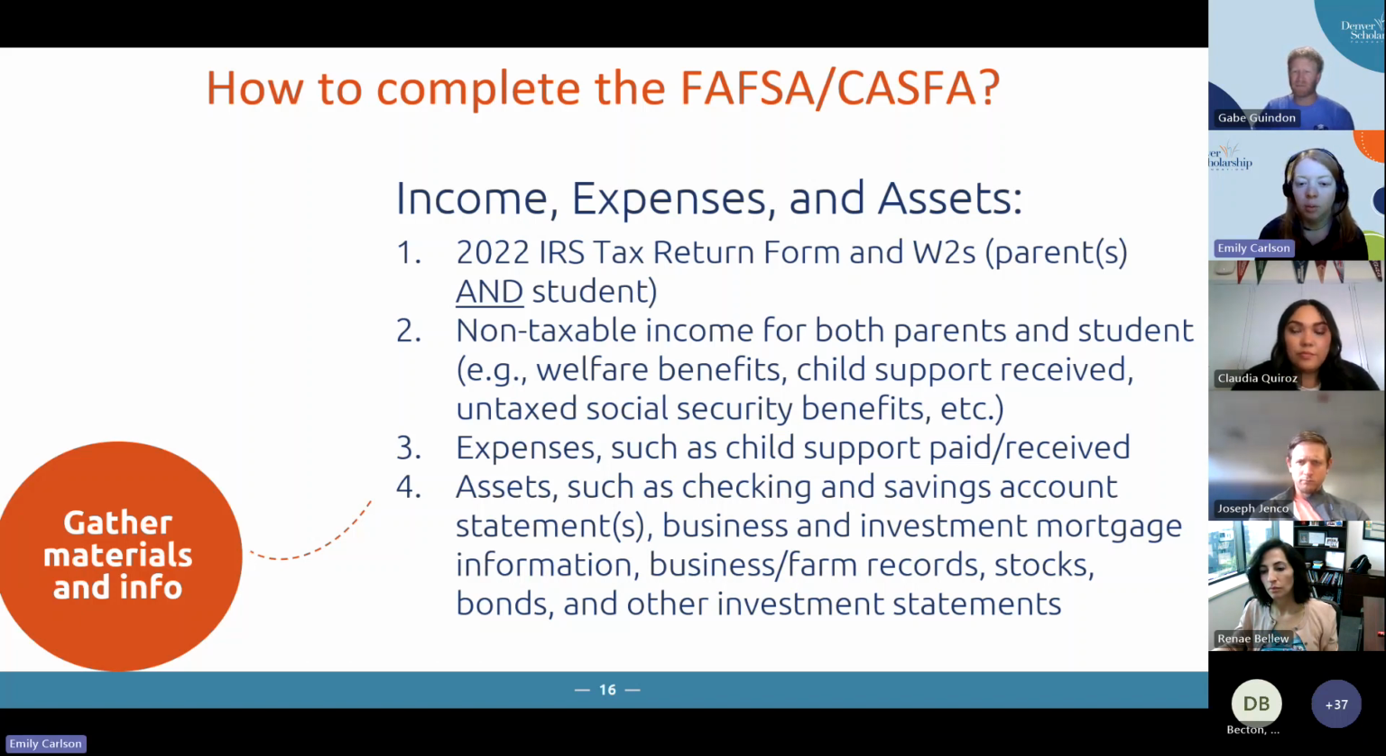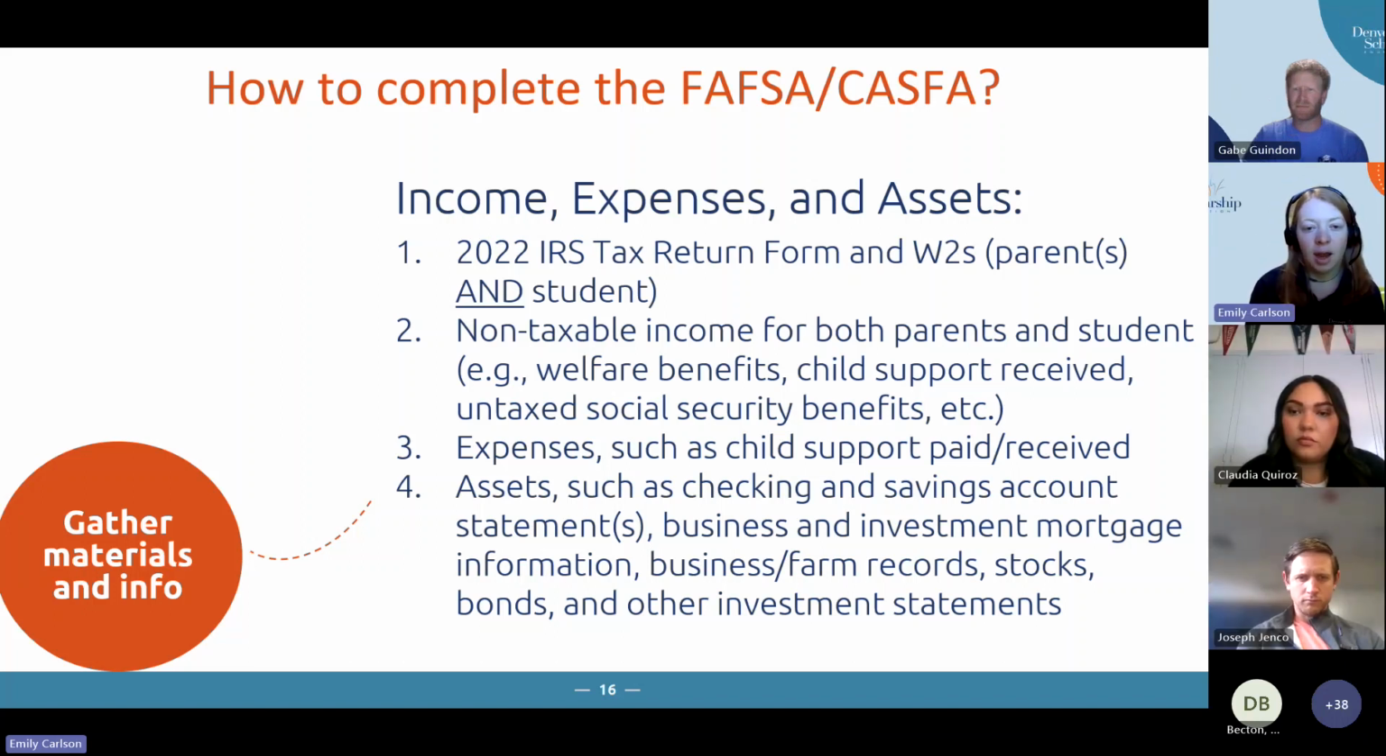Then we'll also need other financial information such as non-taxable income, expenses such as child support paid or received, and then assets as well. Again, it does transfer from the IRS, like I was saying earlier, but it is really helpful to have those taxes with you if there are any hiccups. We can still input some of this information manually.